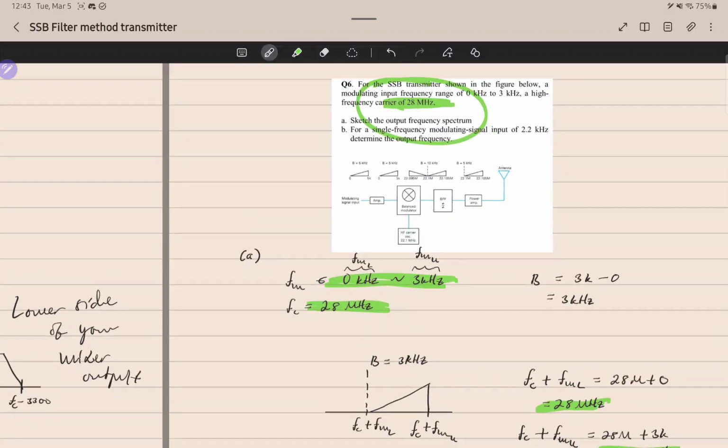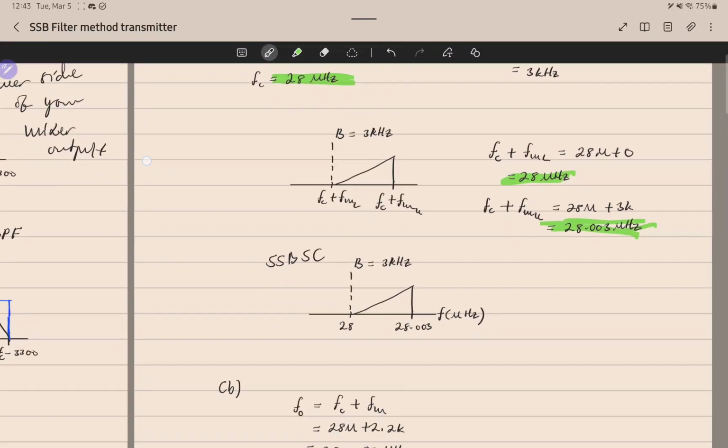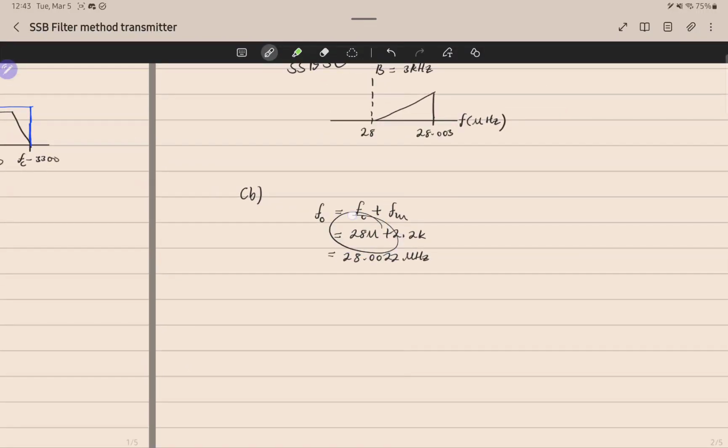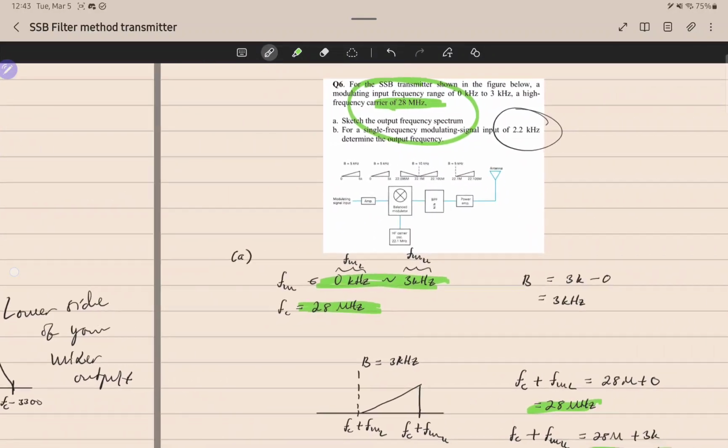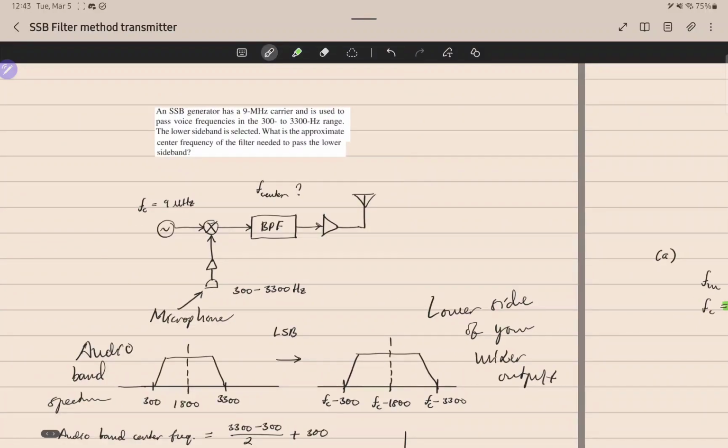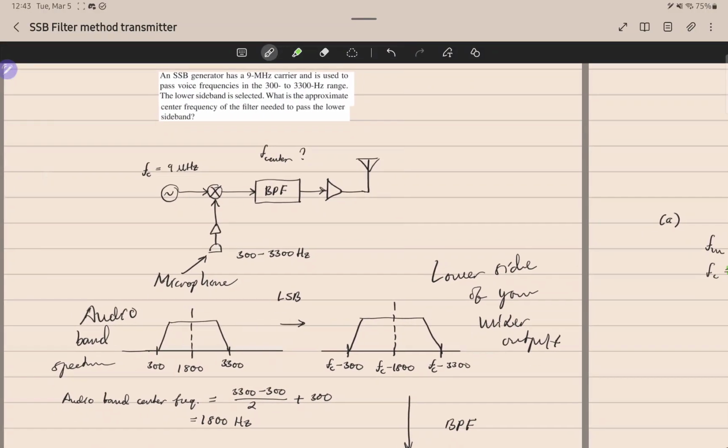Now the second question is, what if you have a single 2.2 kilohertz modulating signal input? Again, that's the same thing. You just add 28 megahertz. So you're going to end up with 28.0022 megahertz. Now we're going to go through a second question. This is a little bit tricky.